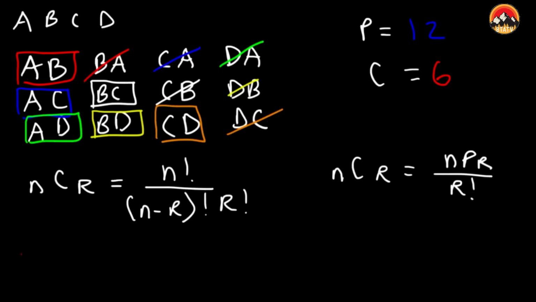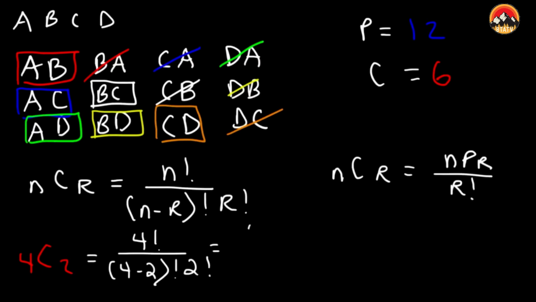So we have 4C2 in this example. So n is 4 and r is 2. So this is equivalent to 4 factorial divided by 2 factorial times 2 factorial.